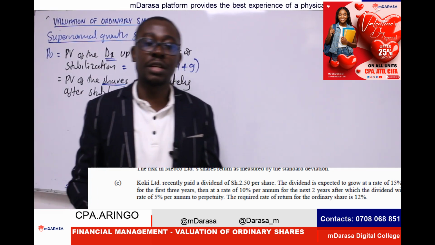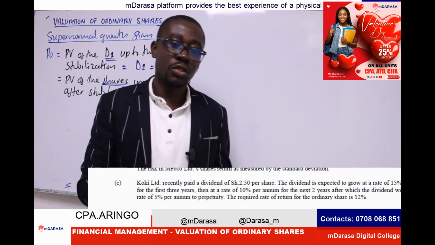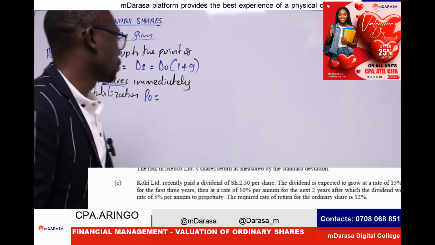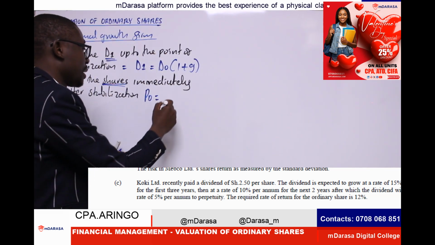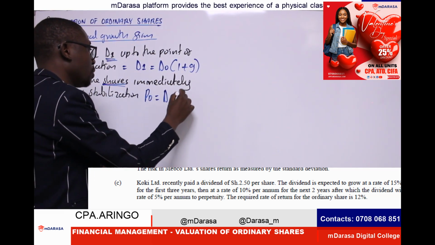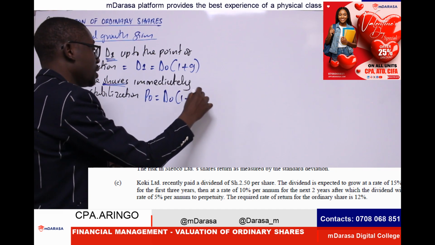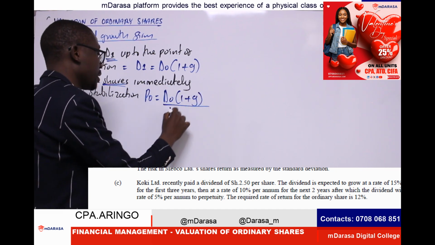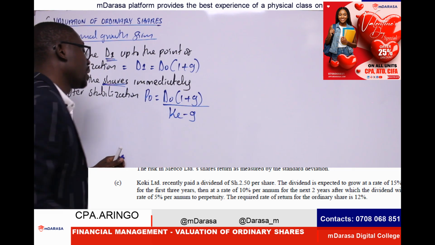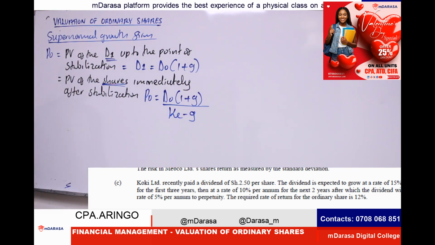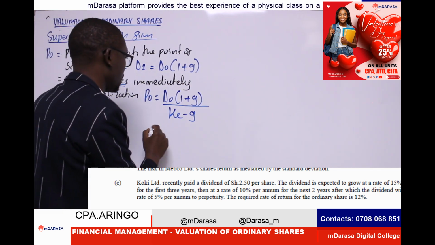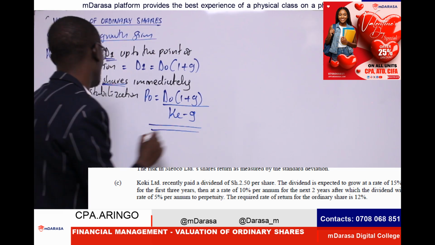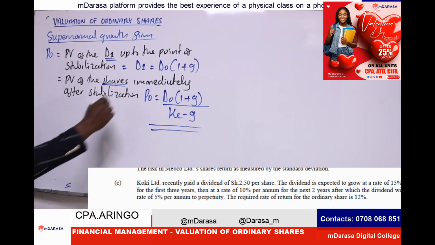When you are looking at the present value of the shares, now P0, remember, immediately after stabilization, the growth rate will be constant all through. So for us to determine that, you must take D0 into 1 plus g, divided by the cost of equity less our growth rate.